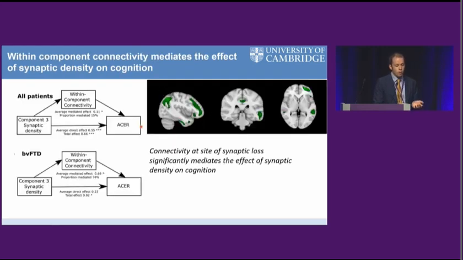Given that we found connectivity changes both at the site of the components, so both at the site of the synaptic loss, and distally, we also wanted to ask, was there a difference in how connectivity mediates? We found with certain components that for the connectivity within the region, there was evidence of mediation, particularly in the behavioral variant FTDs, where connectivity mediates the result of the synaptic loss.